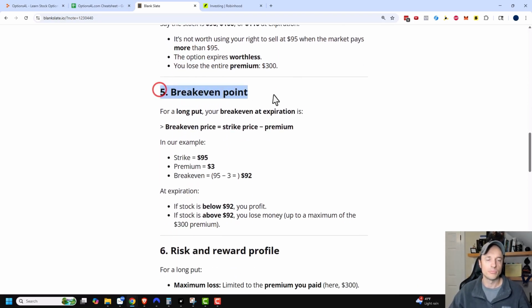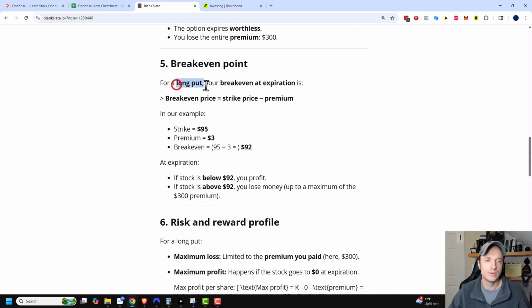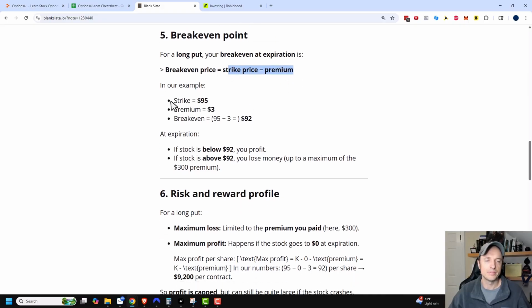All right, so let's talk about the break-even point real quick. For a long put, your break-even price at expiration is the strike price minus the premium. In our example, we have the strike at $95. We spend a premium of $3, so 95 minus 3 is $92. So you want the stock to go below $92 so that you can make some money.